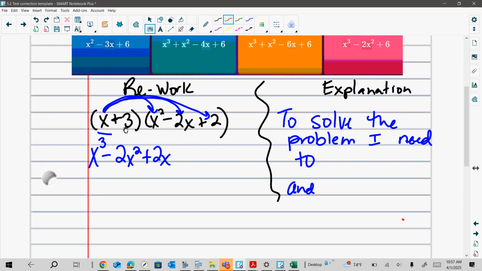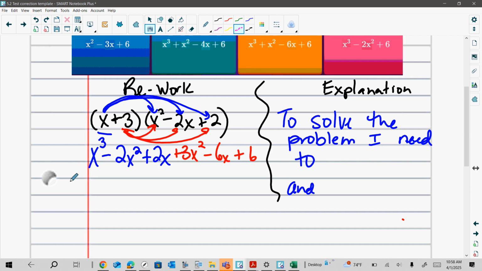Then you got to go to the next term. So now you're distributing the next term, which is the plus 3. So the plus 3 gets multiplied to the x squared right here. That becomes a positive 3x squared. This plus 3 gets multiplied by the minus 2x. That becomes minus 6x. And this positive 3 gets multiplied by the 2, so that becomes plus 6.